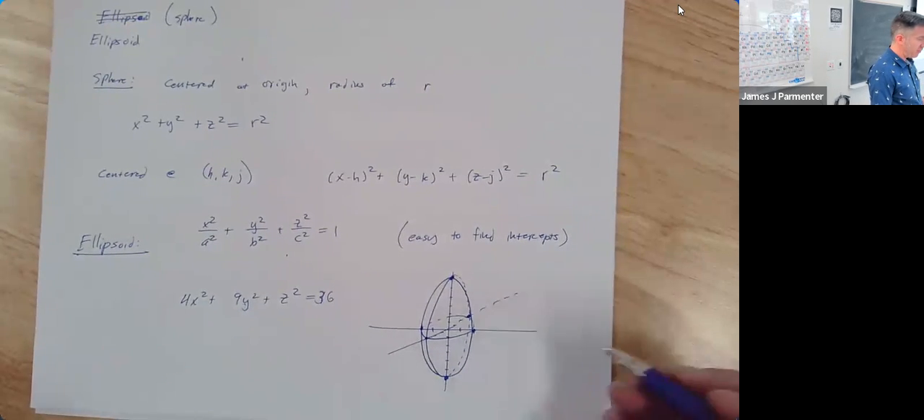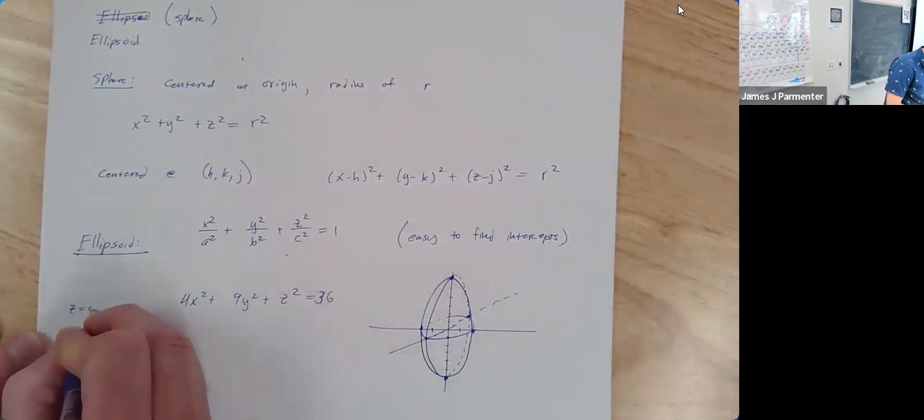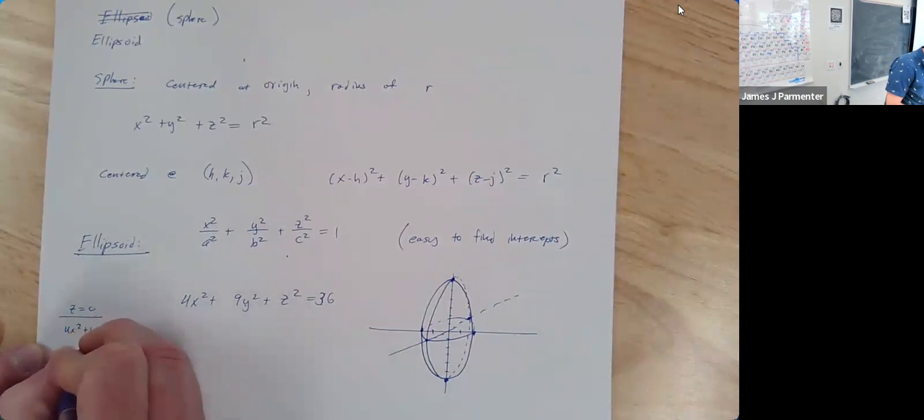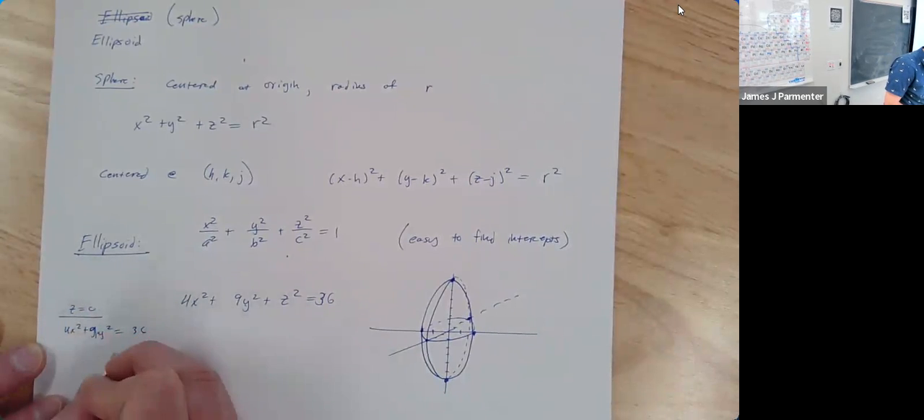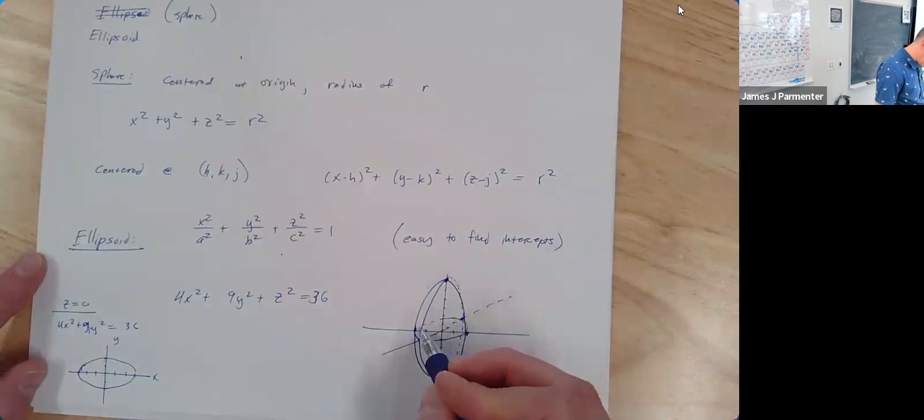And what I'm really thinking about is finding the 3 traces, right? My trace when z equals 0 in the xy plane, I'm just getting 4x squared plus 9y squared equal to 36, which gives me an ellipse with an x-intercept of plus or minus 3 and a y-intercept of plus or minus 2. So there's my ellipse in the xy plane. That's this one right here.